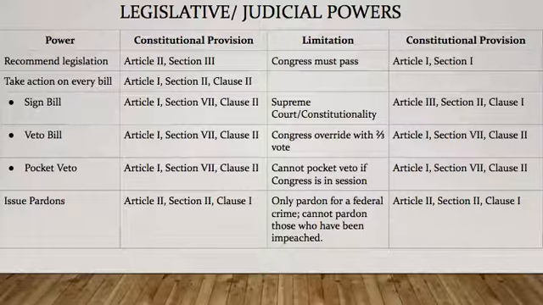Article 1, Section 7, Clause 2 says that the president can sign a bill into law, right? If the bill is passed to the president, he can sign it into law. However, there is a limitation on that from the Supreme Court. You've probably heard the phrase checks and balances. The Supreme Court has the power to determine that a law is unconstitutional or goes against the law of the land. That constitutional power from the judicial branch is found in Article 3, Section 2, Clause 1.